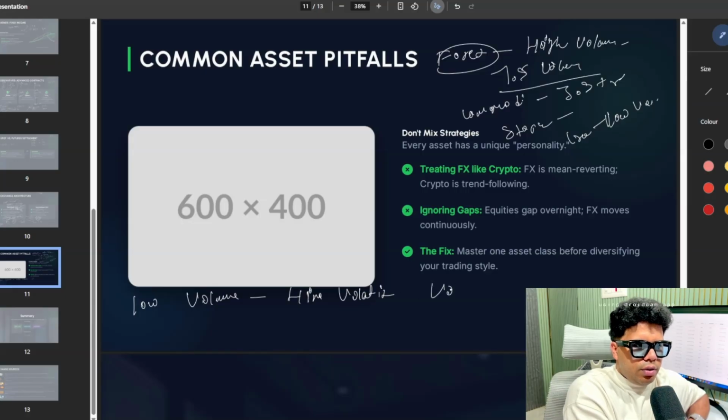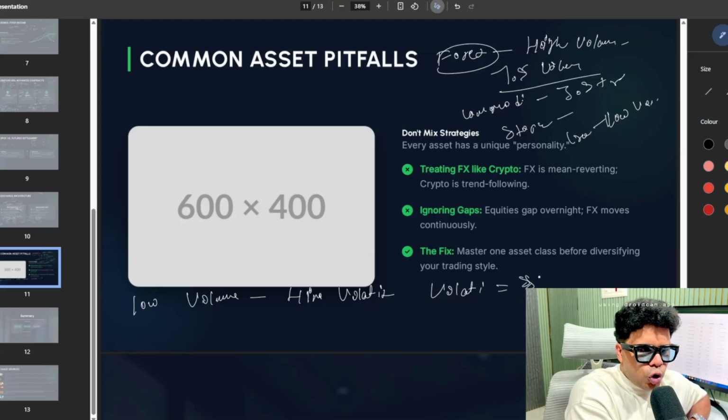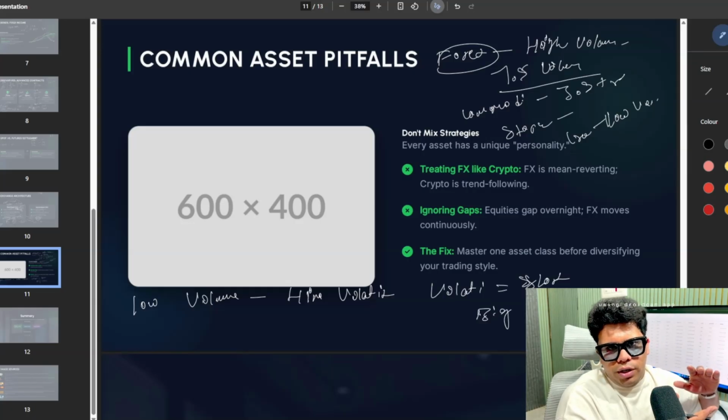Okay, so what is volatile? Volatile means in a short time, it's going to make big movements, a big move in a small time frame. Within 5 minutes we can see around 1,000 points of movement in crypto markets. At the same time in forex, there are high movements in some pairs. That depends on the instruments, right?